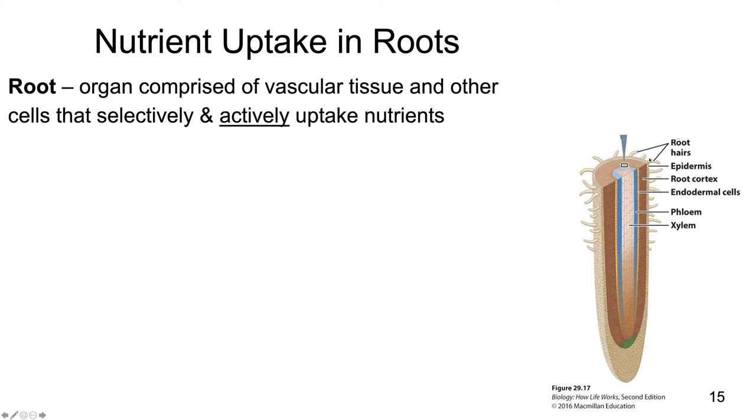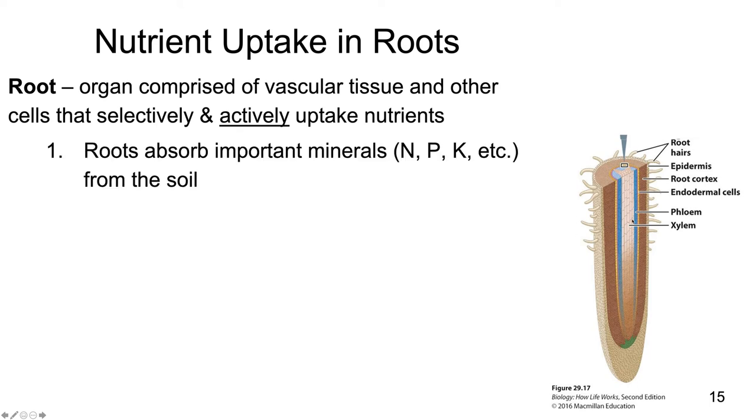It's got root hairs on the outside. It's got this sort of epidermis or outer skin. It's got this root cortex, some endodermal cells, and then it's got the vascular tissue, the phloem and the xylem too. Okay, so I wouldn't expect you to memorize all of these different parts of a root, but I would expect you to know what I'm referring to if I talk about root hairs or phloem or xylem.